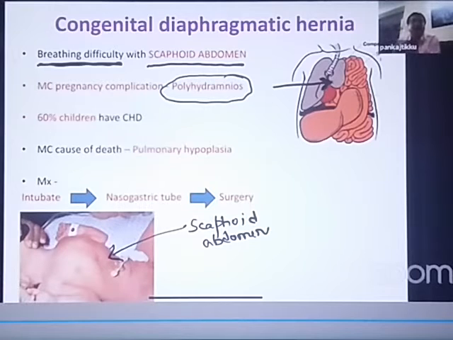Polyhydramnios means a complication of pregnancy when there is an excess amount of amniotic fluid. So which is the complication of pregnancy commonly seen in a congenital diaphragmatic hernia? The most common pregnancy complication is polyhydramnios.